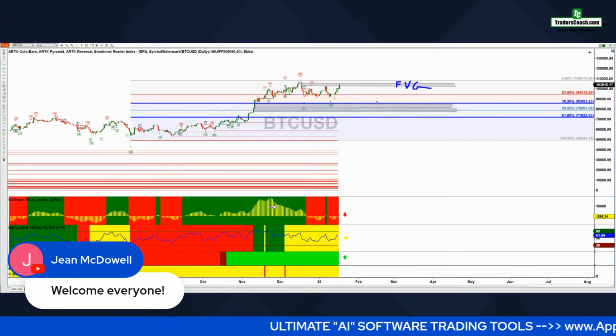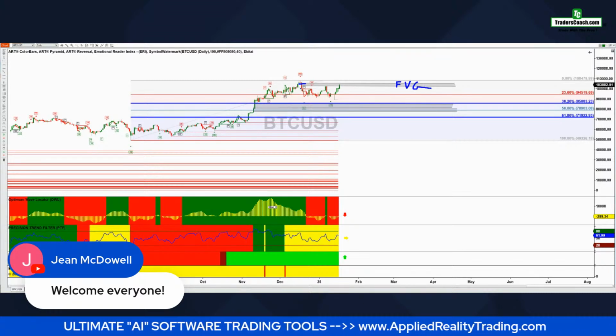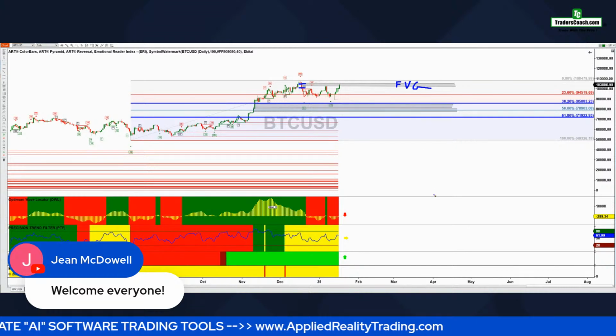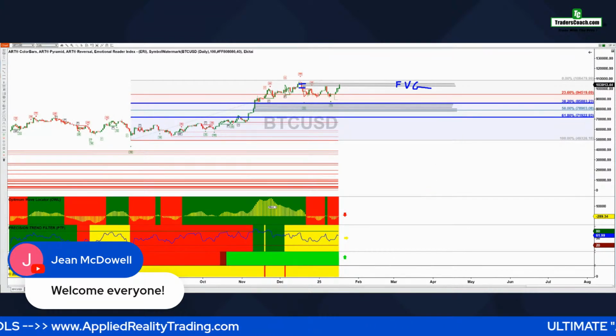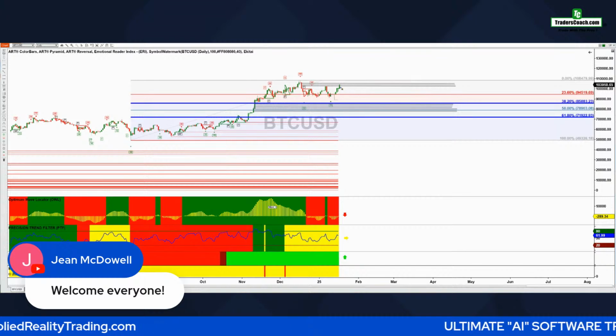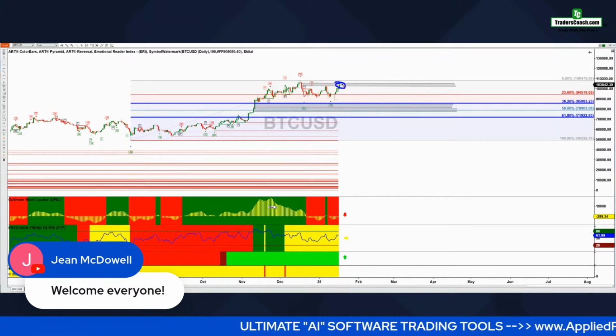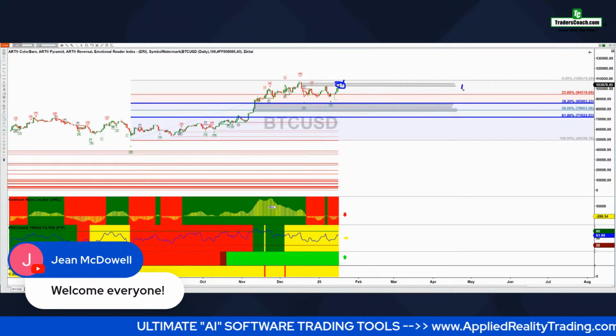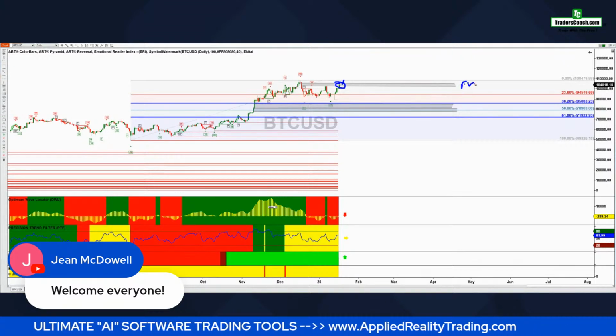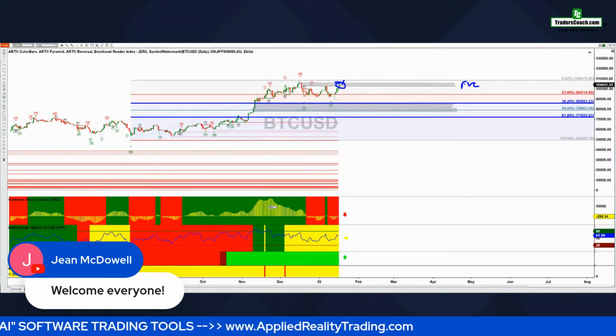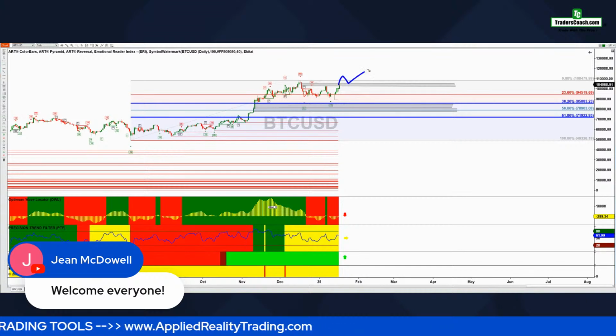All right, now fair value gaps are areas where you have basically a gap in price movement in one direction, either bullish or bearish. This is a bearish one. And so we have retraced up to the fair value gap. If we keep going, then this fair value gap becomes support, just like a regular support area, and it will bounce off and could go something like that.